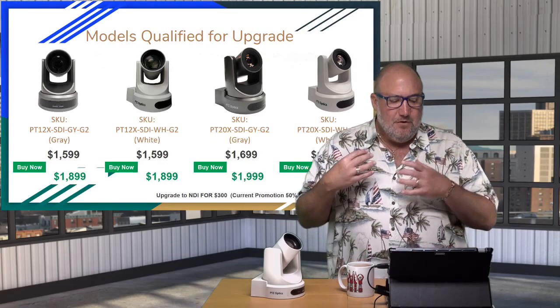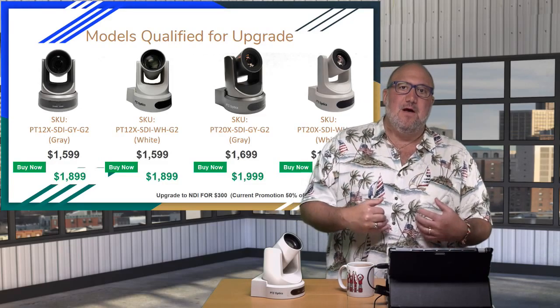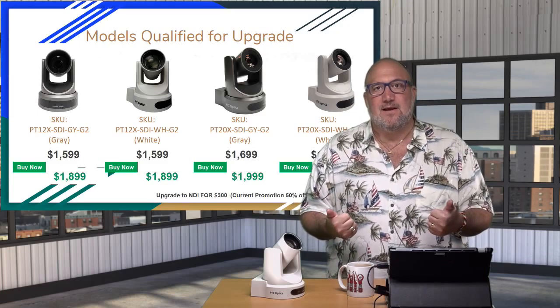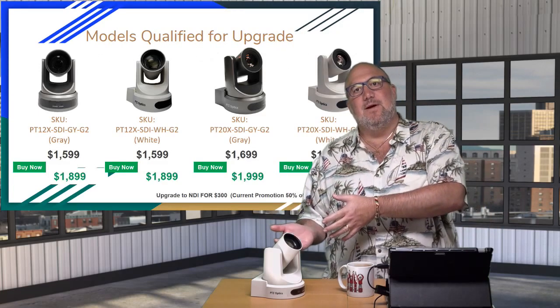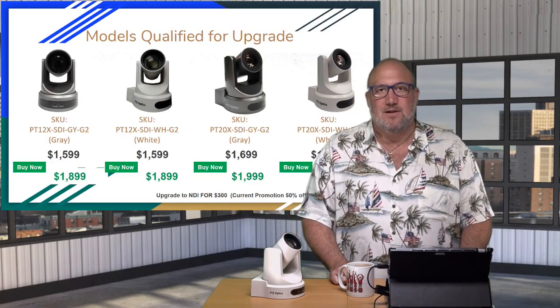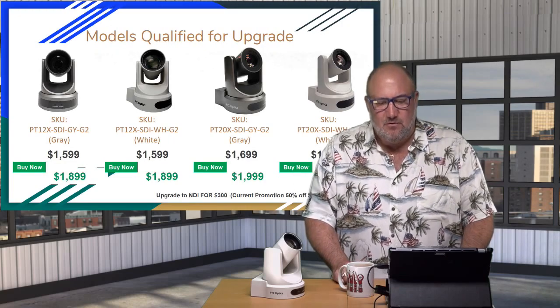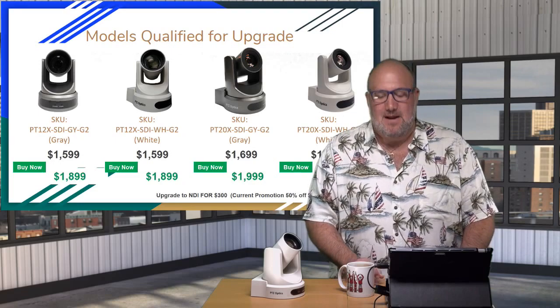And that is, you can buy an existing Generation 2 PTZ Optics camera, add the firmware upgrade kit to NDI for $300, and save yourself $200 or $300 versus buying one of the new NDI cameras when they ship. So this is the pricing to show you, and we'll have bundles available sometime pretty soon where you can order both the existing G2 camera and the NDI firmware.